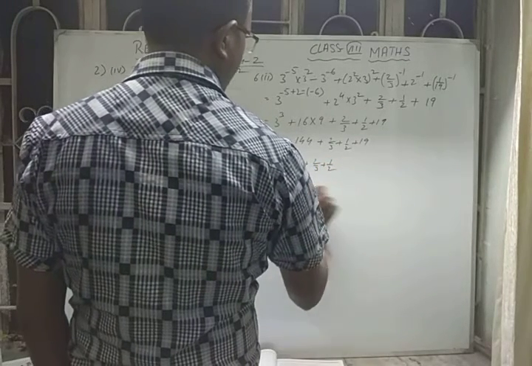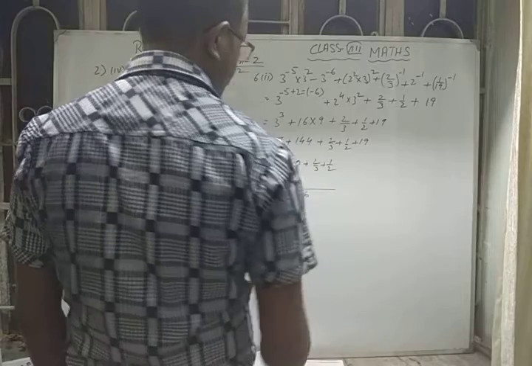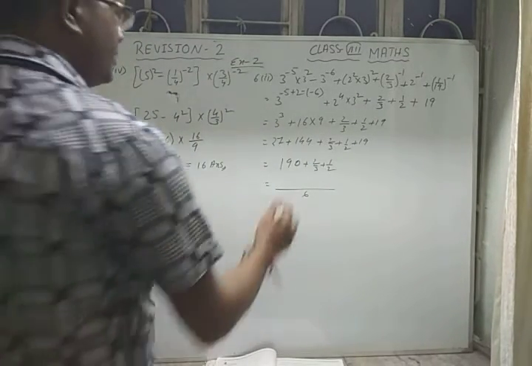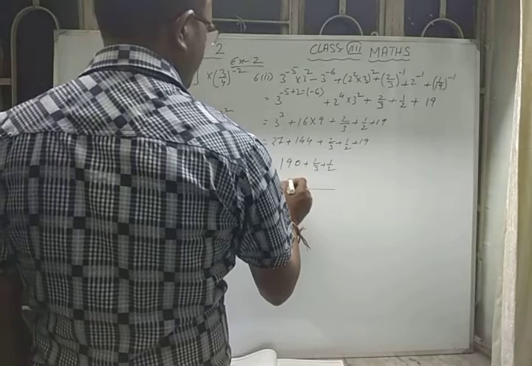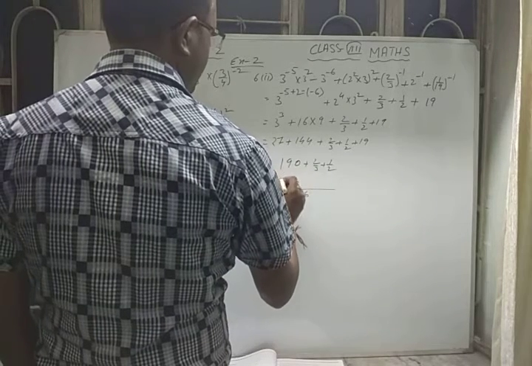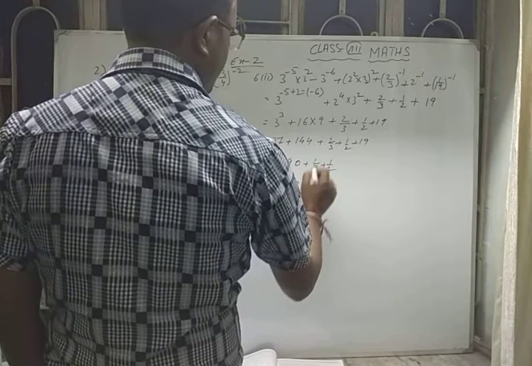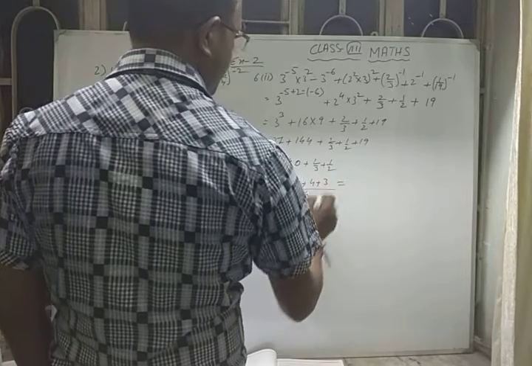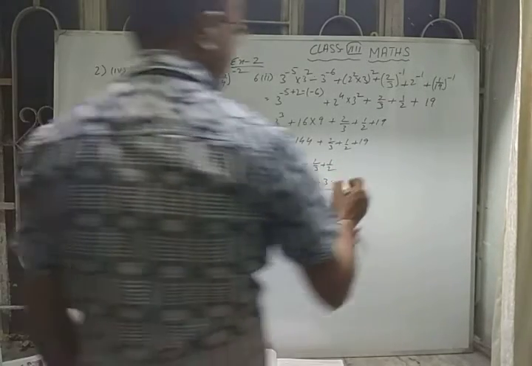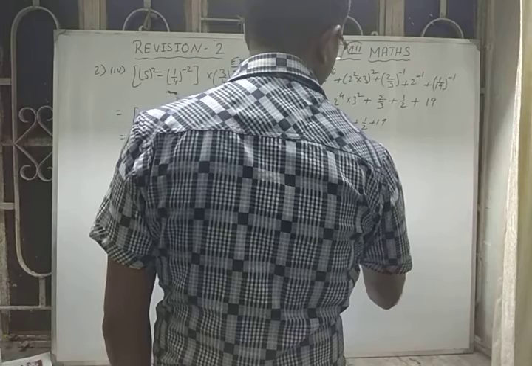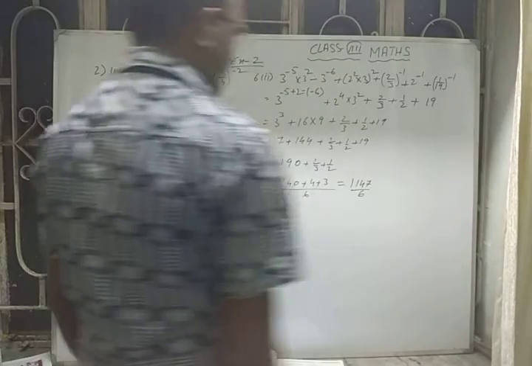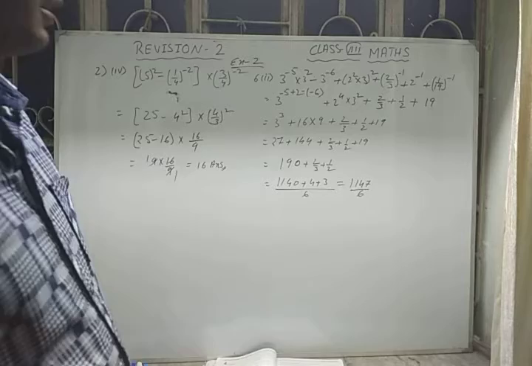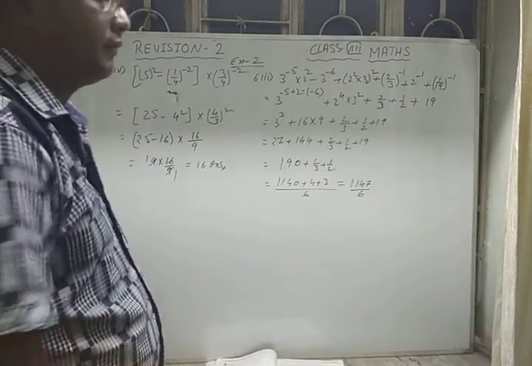Now you can take the LCM as 6, because the LCM of 2 and 3 is 6. Now 6 zeros are 0, 6 9s are 54, 4 carry 5, 6 1s are 6 and 5 is 11, plus 3 2s are 6, 2 2s are 4, 2 3s are 6, so 3 1s are 3. So this is equal to 1147 by 6. If you can cancel them, you can cancel. If you can't cancel, you just divide and give the answer.